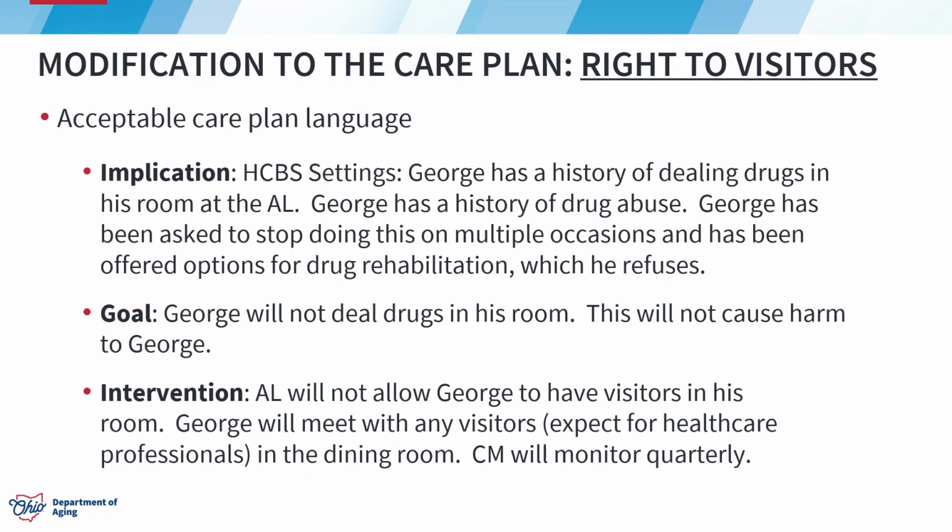The intervention will be that George can't visit in his own room, and that any visitors that he does meet with will have to be in the dining room, and that this will be monitored quarterly. Again, looking at your tool for the modification documentation requirements, George has a specific assessed need. Options were given about drug rehab. He's been asked to stop and he refuses. So this will be monitored quarterly. This will not cause any harm to George, and the visitation will occur outside of his room.